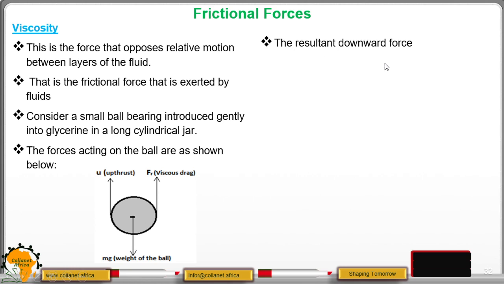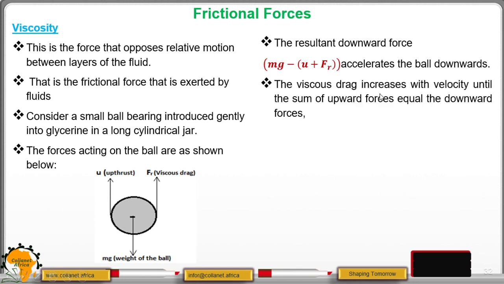So the resultant downward force will be, remember, we want the resultant downward force because the object is moving downward. It will be the weight, which is mg, minus the total upward force. And the total upward force is u plus fr. And this resultant downward force is the one that is accelerating the ball downwards.